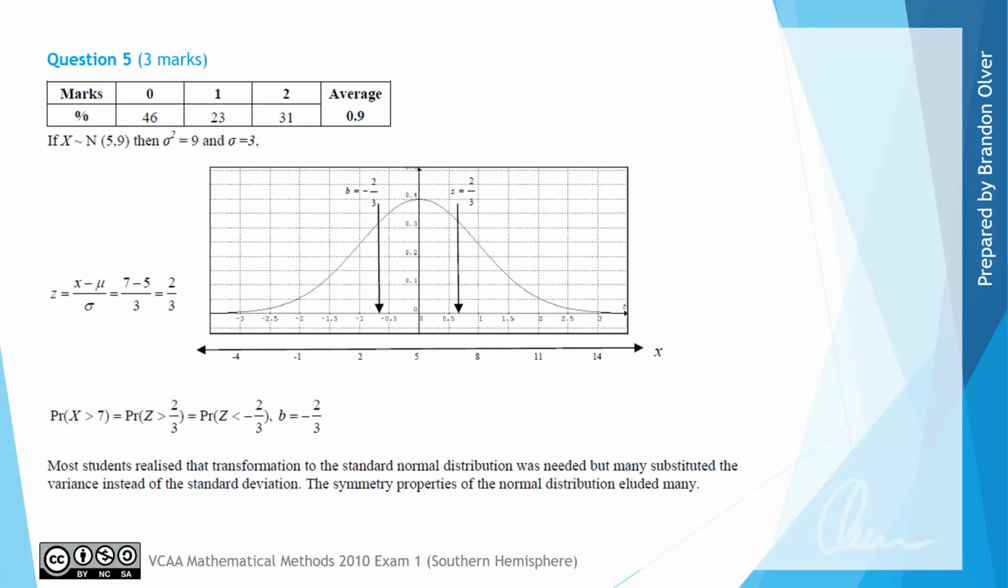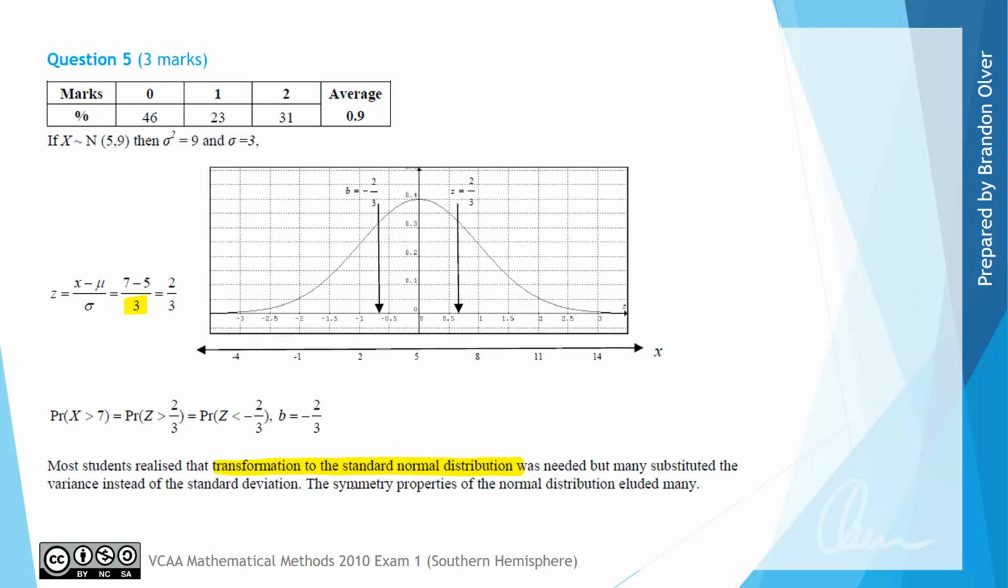So from the examiner's report, we can see that approximately a third of students got this correct, with almost half receiving no marks for this question, which is a little bit concerning. It stated that most students realised that a transformation to the standard normal distribution was needed, but many substituted the variance instead of the standard deviation into that formula. So that's why we were talking about that square root of 9 gave the standard deviation of 3, which needed to be put into this position here.